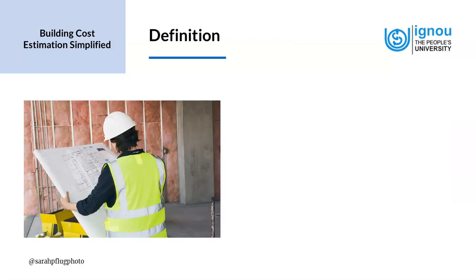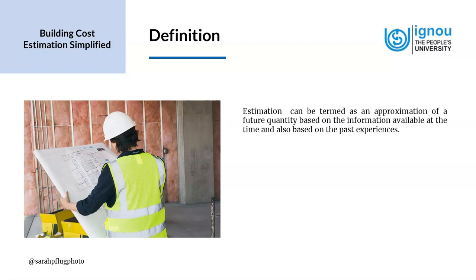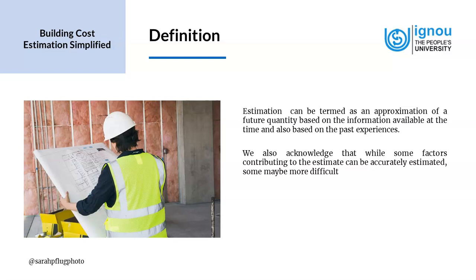We move on to the next slide. We look at the definition of estimation. Estimation can be termed as an approximation of a future quantity based on the information available at the time and also based on past experiences. We also acknowledge that while some factors contributing to the estimate can be accurately estimated, some may be more difficult.